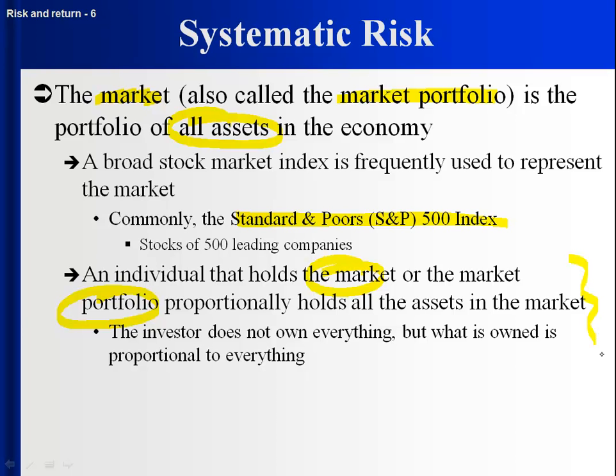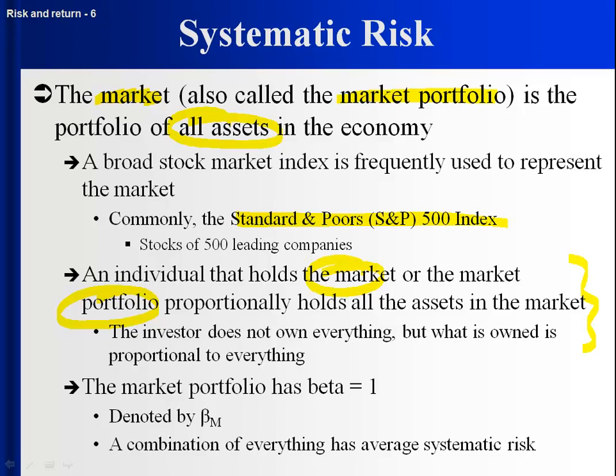This concept isn't as important for Finance 301, but becomes very important for investments, as people want to take a portfolio that mimics, quote unquote, the market. But anyway, if you hold the market, you hold a portfolio that has the same proportion as everything. And the market portfolio has a beta of 1.